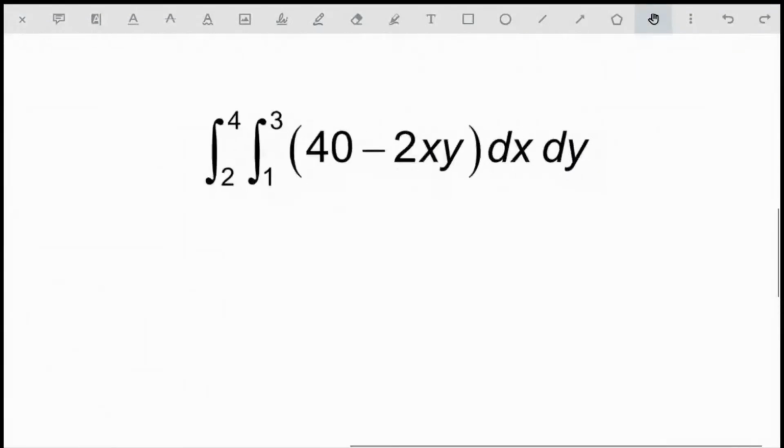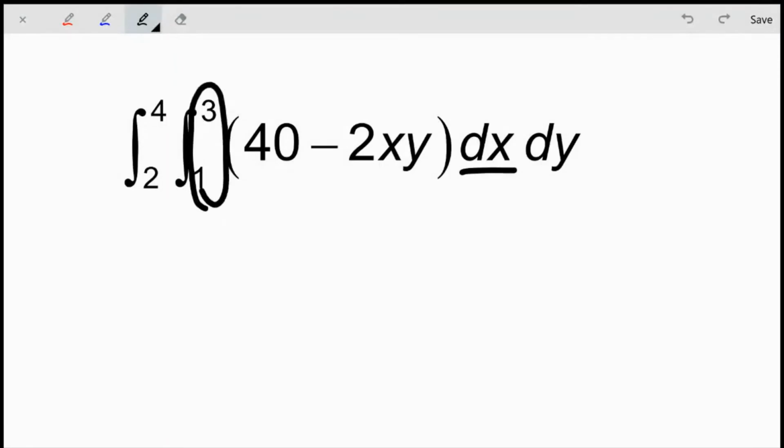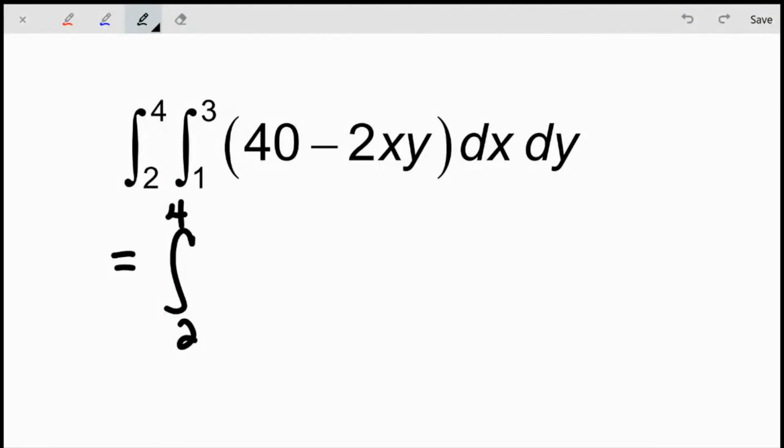Okay, so now here's the same problem. Notice the limits of integration have been switched. So when we solve this out, let's just go through the process here. And I'm going to skip some of the steps this time, but the main thing here is notice that we've got dx, and we've got those same limits of integration from 1 to 3, and then dy is now on the outside. So that means we're going to integrate with respect to x first. And when I do that, inside of this, when I integrate with respect to x, I'm going to end up with 40x minus x squared y. That would all be evaluated from 1 to 3.